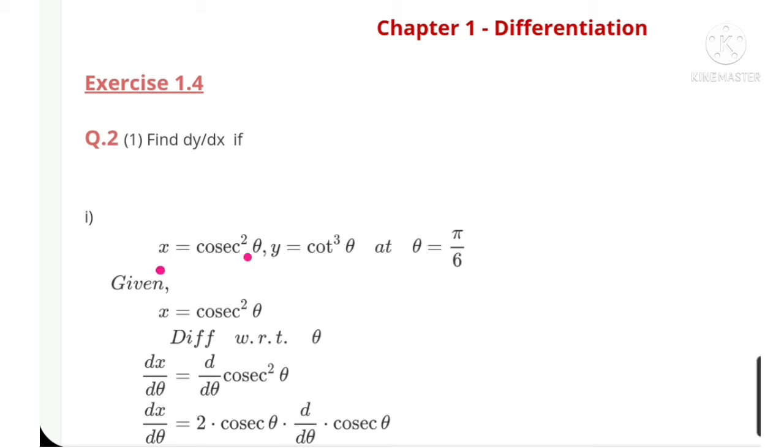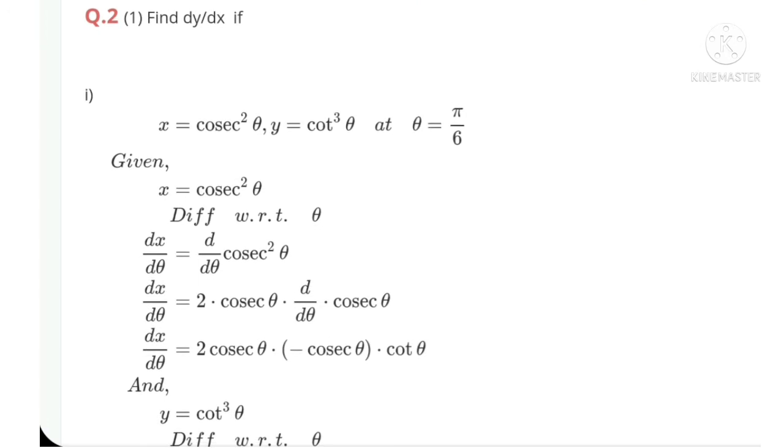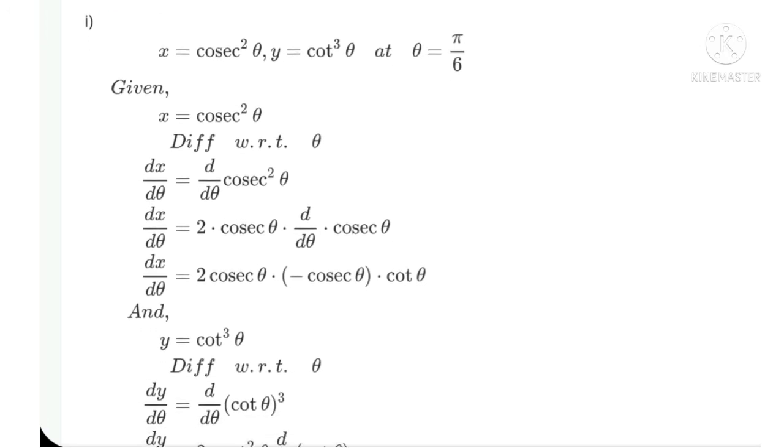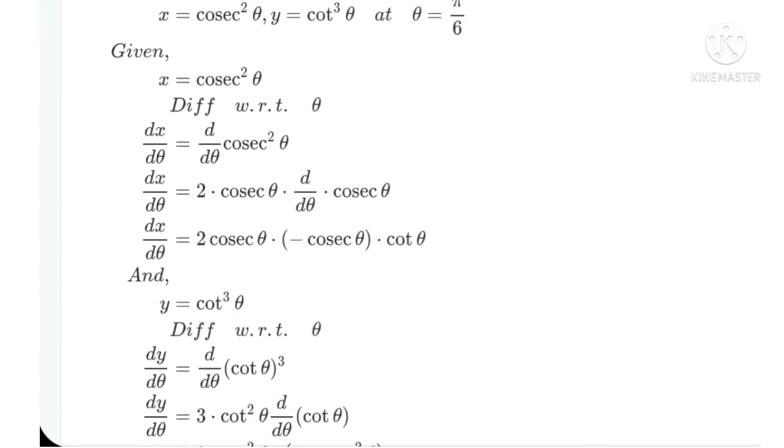x is a function of theta and y is also a function of theta. So we first find dx by d theta, then we find dy by d theta, and lastly we find dy by dx. You know the formulas for derivatives, and we use them here. Recite all the fundamental formulas of derivatives. First write x is equal to cosec square theta.